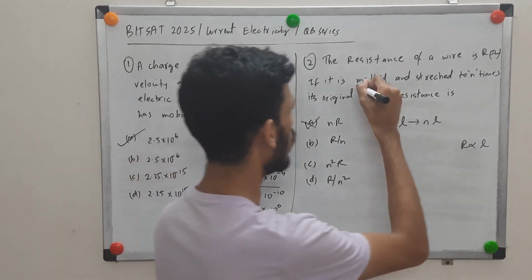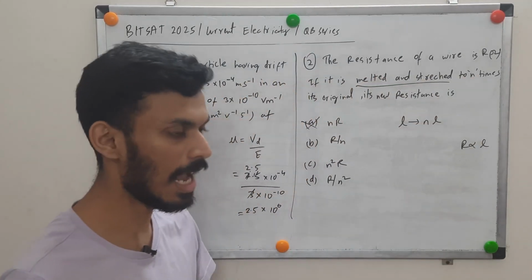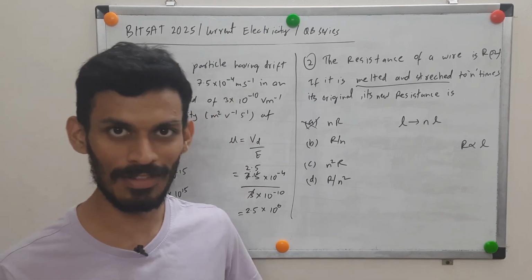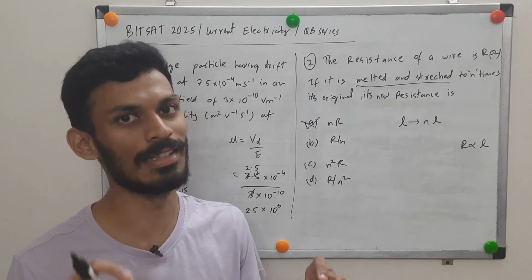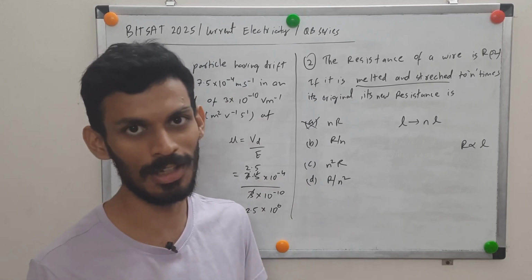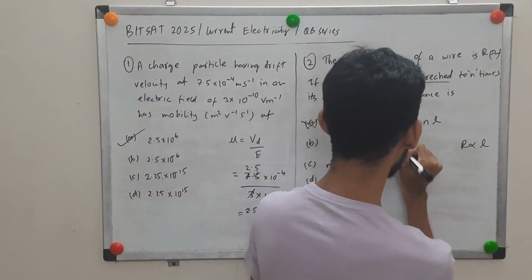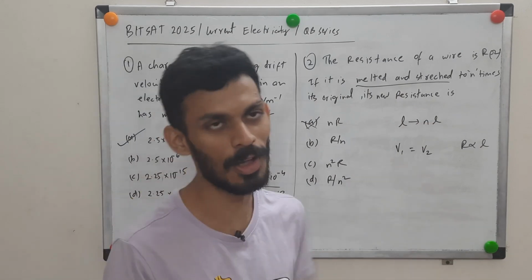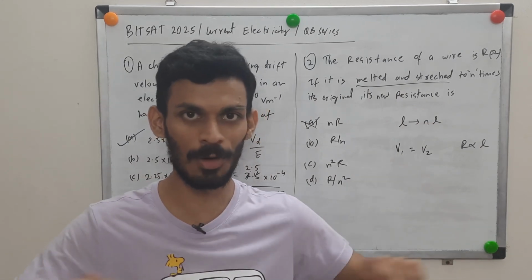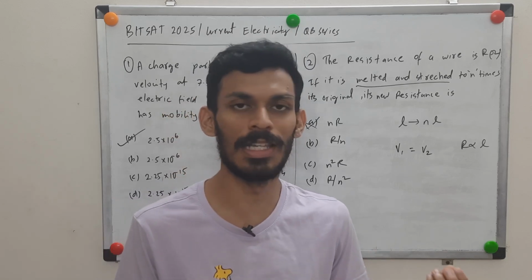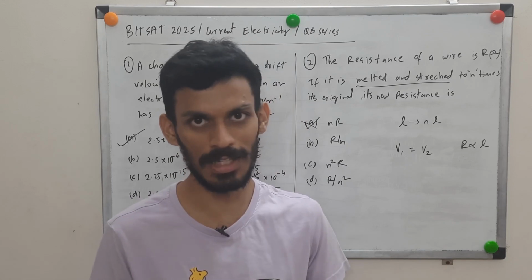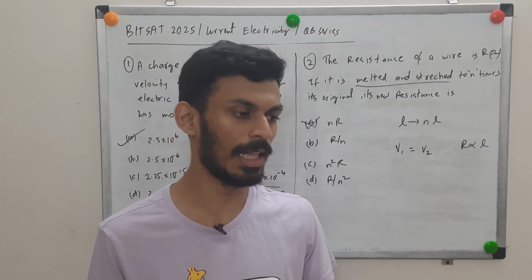But here you can see that it is melted and then it is stretched. When you stretch a wire, of course its length will increase, but the area is decreasing. So what is remaining constant? Volume. So the volume of the wire in the first case is equal to the volume in the second case. The wire will occupy the same amount of space, that is volume. So the volume is remaining constant.